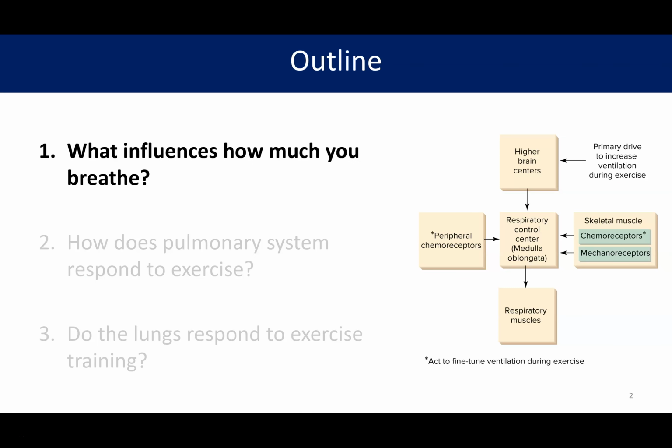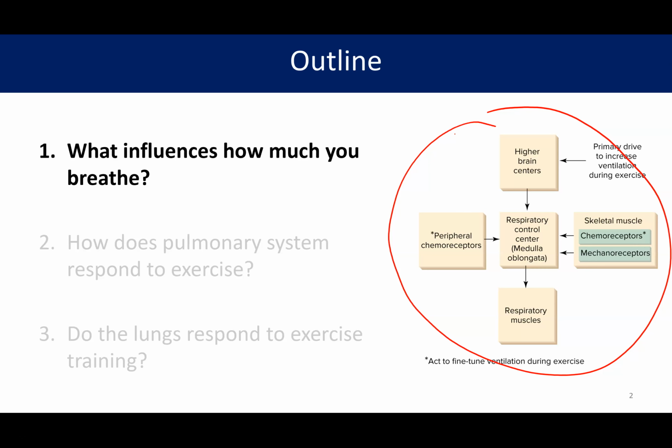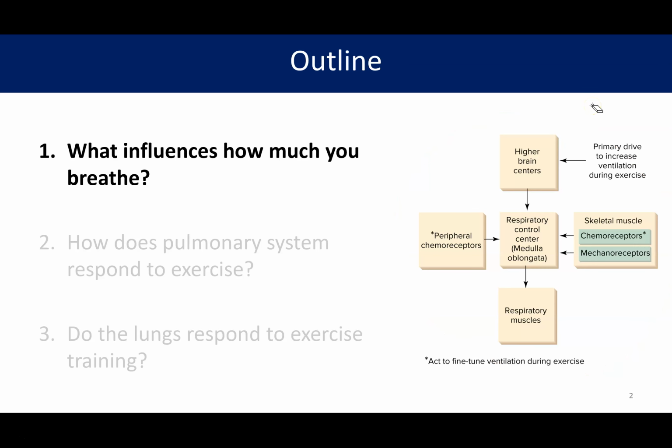So first we'll talk about this control of breathing, what influences how much you breathe. Then we'll talk about how you respond to exercise, acute exercise, and exercise training. This diagram on the right is the major concept for today, one of them. What it illustrates is all of the information that is coming into your brain to tell your respiratory muscles what to do. So your respiratory muscles are ultimately what decide if you breathe, what make you breathe.